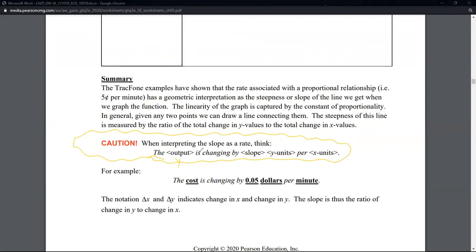Then you use the phrase is changing by. You could also use words like increasing or decreasing, whichever is relevant, by. Then the slope, that just means you're going to put a number. The y units per x units. So this right here is just talking about something like miles per hour, or cost per ticket.